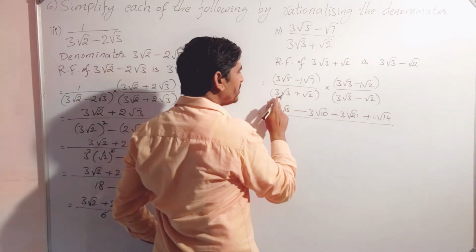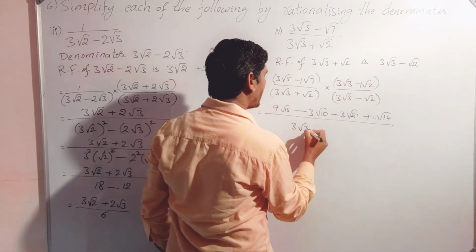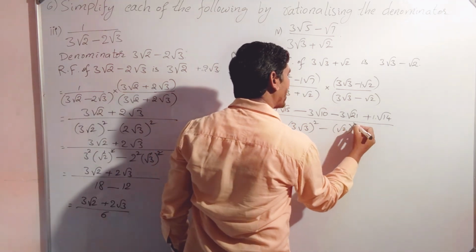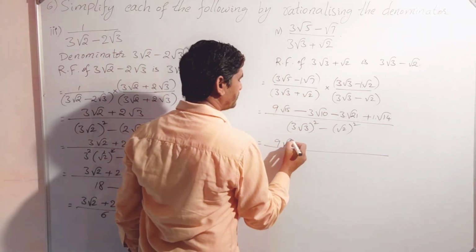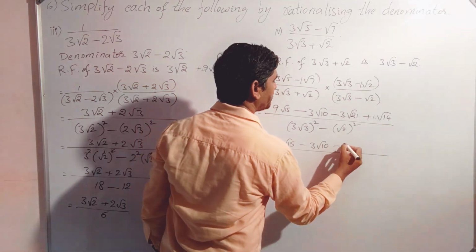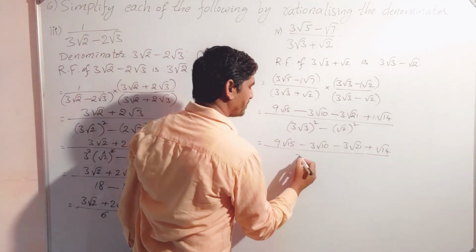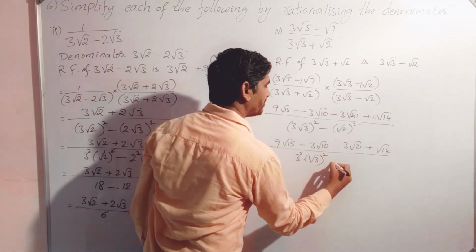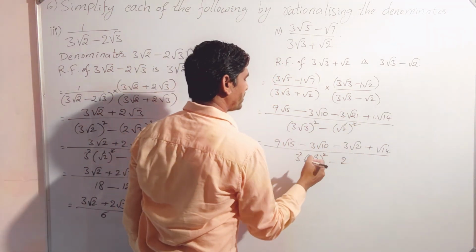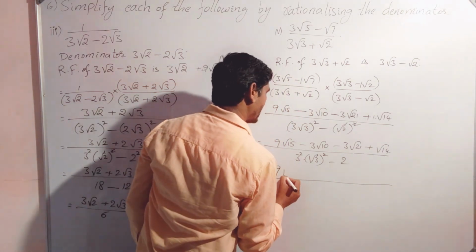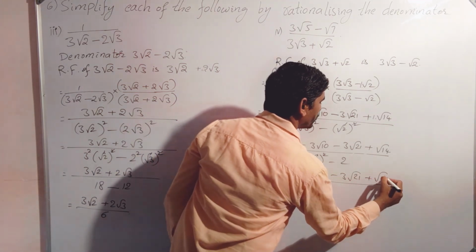Now the denominator becomes a plus b into a minus b, which is a square minus b square. Now write the numerator as it is: 9 times root over 15 minus 3 times root 10 minus 3 times root 21 plus root over 14. The denominator becomes 3 root 3 whole square minus root 2 whole square. Square and square root are cancelled.